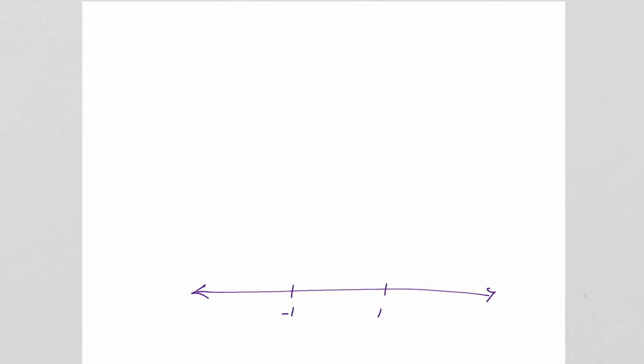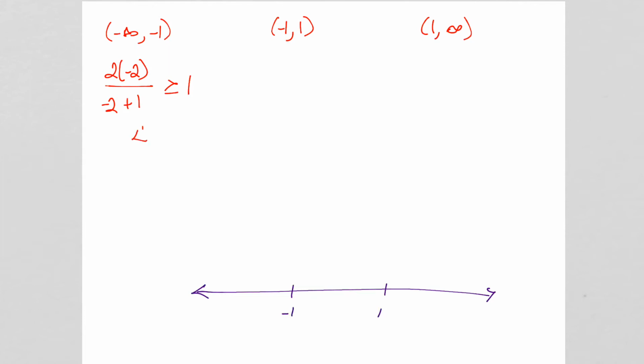For our intervals, let's look -infinity to -1, from -1 to 1, and from 1 to infinity. So I'm just going to use -2, plug that in, and find out, is that greater than or equal to 1? -2 times 2 is -4, and -2 plus 1 is -1. -4 divided by -1 is 4. Is that greater than or equal to 1? Yes.